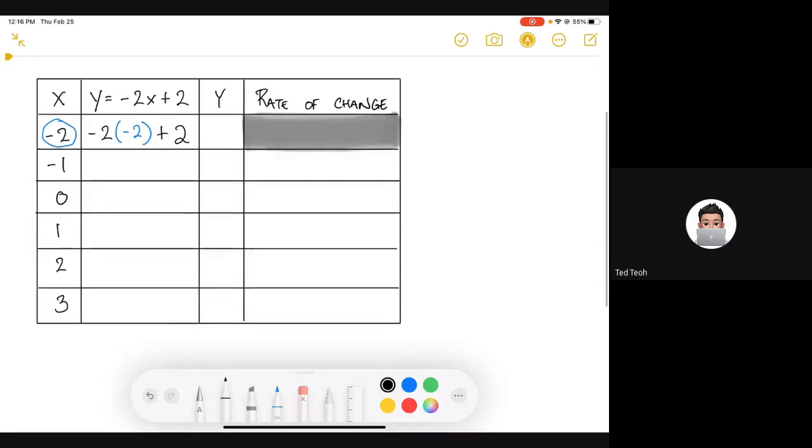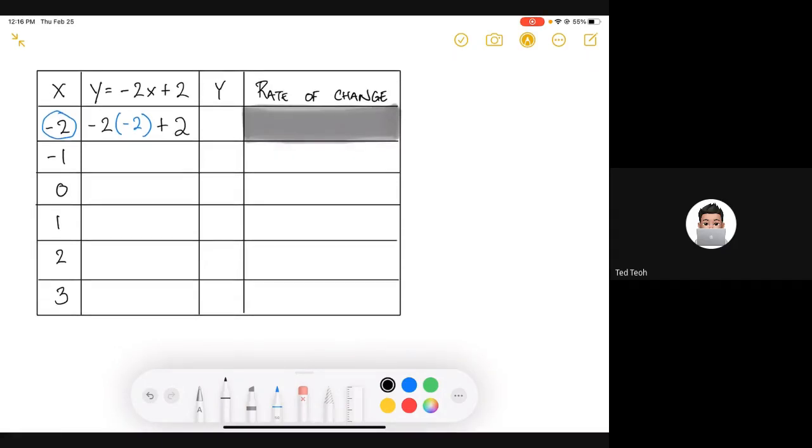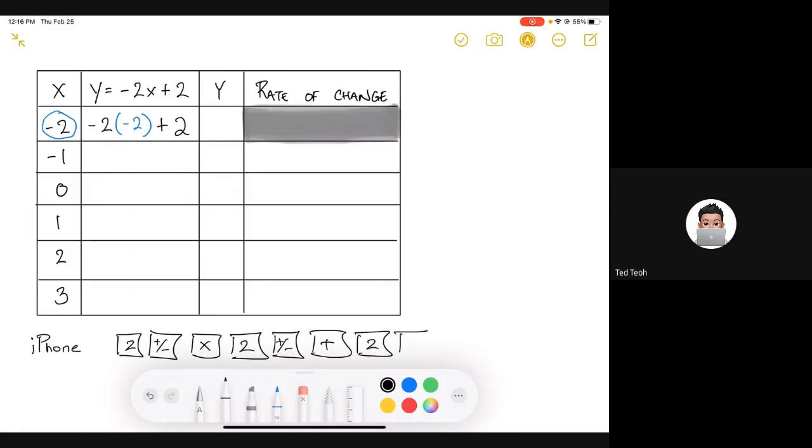On your calculator, depending on your calculator, if you have an iPhone, you're going to type in 2 plus minus, times, 2 plus minus. That's how you get the negative 2 times negative 2, and then plus 2, equals. When you type that all in, you should get 6 as your answer. And that's what you're trying to do.